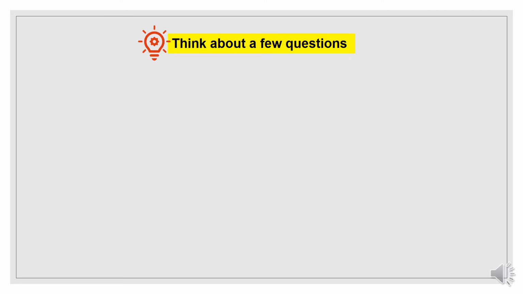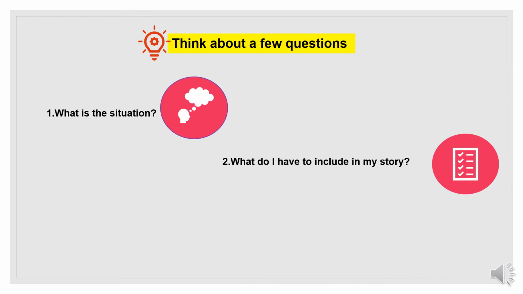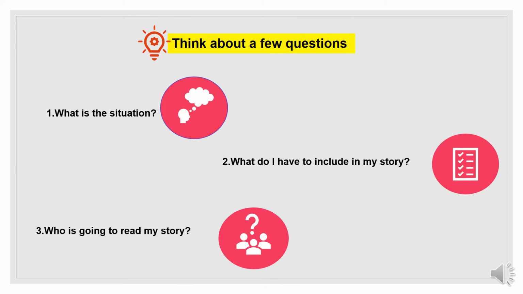So let's talk about what a typical story task looks like. Whenever you get ready for a writing task in the PET exam, you need to think about a few questions. These questions help you understand the task better and make a plan for your story. So the first question is, what is the situation? What do I have to include in my story? Who is going to read my story?